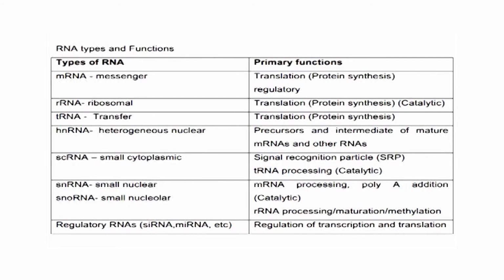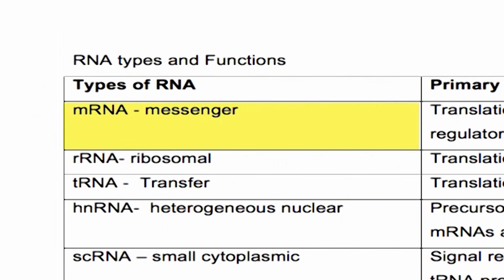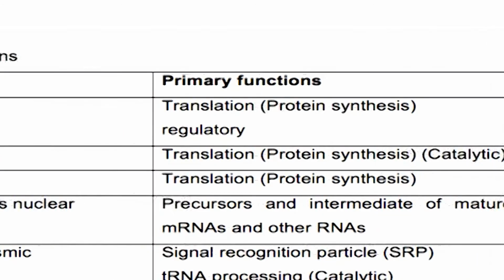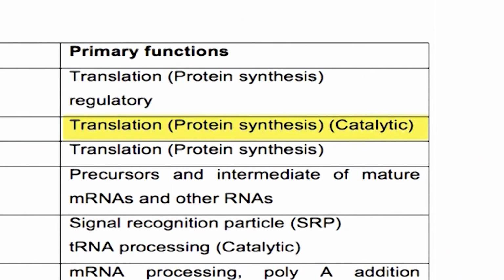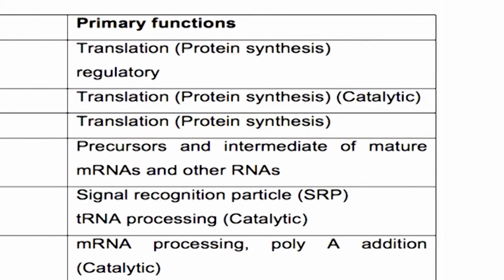Now, this is the table showing different RNA types and their functions. Types of RNA and primary functions. First one is mRNA or messenger RNA. It helps in translation, that is protein synthesis, and is regulatory in nature. Second is rRNA or ribosomal RNA, and its function is to help translation, and it is catalytic in nature. Then tRNA, transfer RNA, which also helps in translation or protein synthesis.